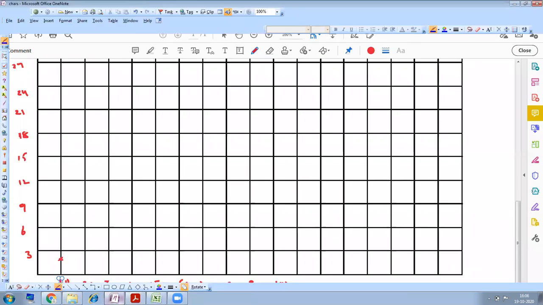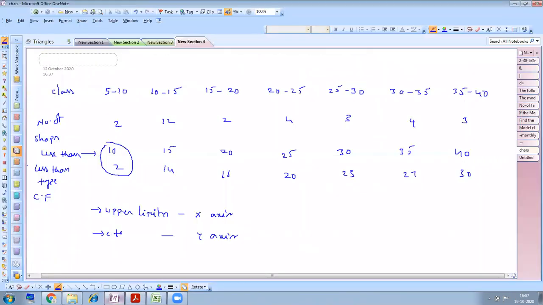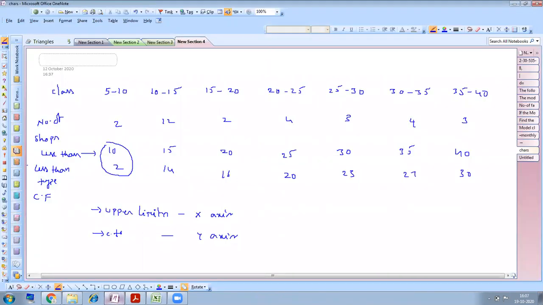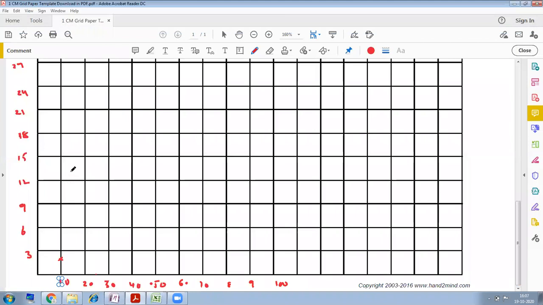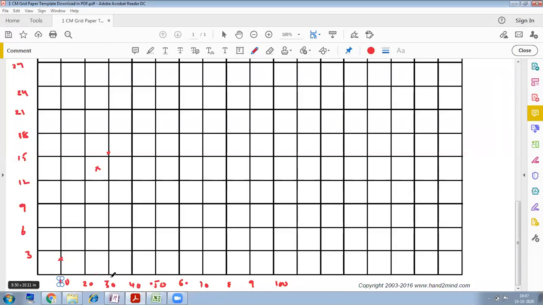Next one is 15 comma 14. Where is the 15? Between 10 and 20, so 15 is somewhere here. 15 comma 14. Next one is 20 comma 16. Next one is 25 comma 20. Sorry guys, I made a scale mistake.